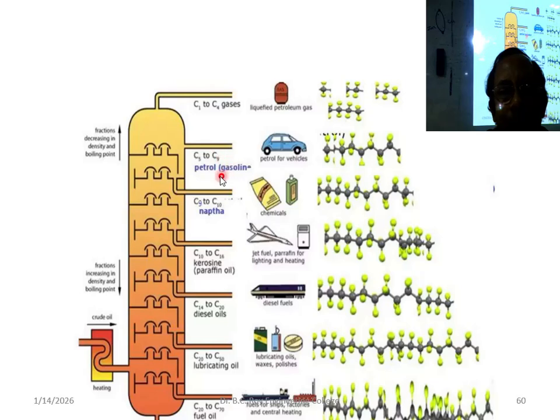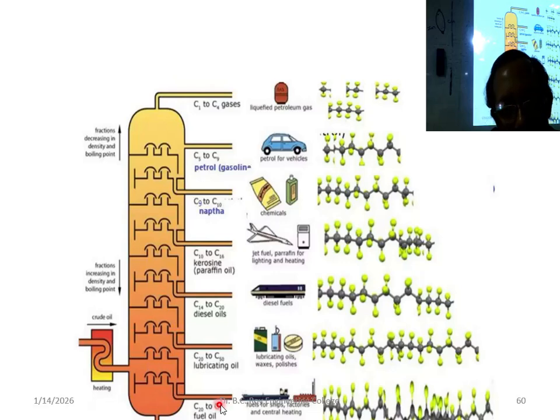Then you have C5 to C9 petrol, C9 to C10 naphtha, C10 to C16 kerosene, C14 to C20 diesel, and then the larger ones, lubricating oil and heavy oils. Now this heavy oil can be fuel oil, or heavy oil that can undergo further processing called pyrolysis or cracking to make some synthetic petrol. In the current context, around 25% of our total consumption is coming from synthetic petrol. So it is not small.